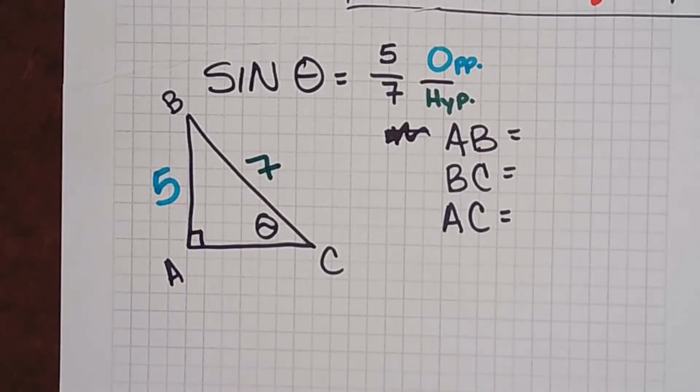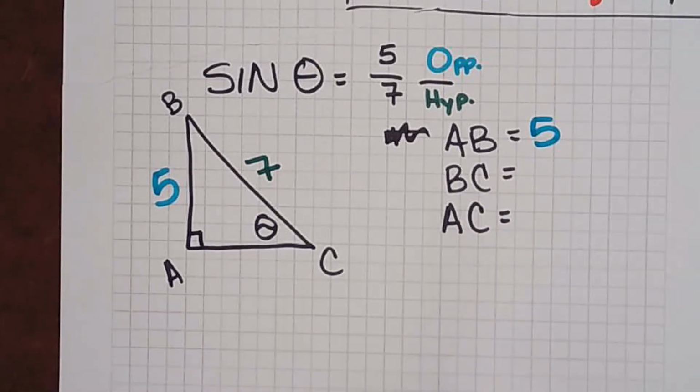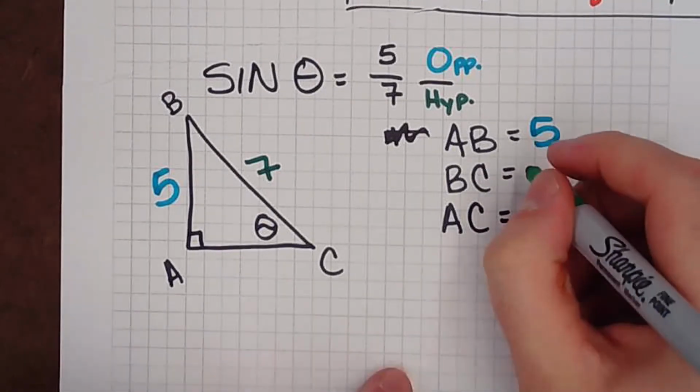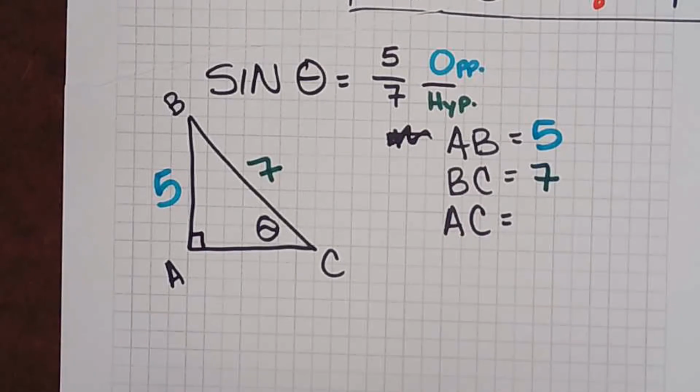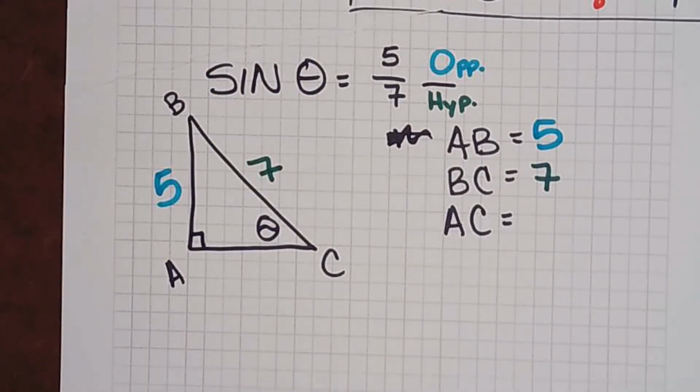All right, so AB we found out was 5. Are you seeing this now, Stryker? How we got the numbers? Okay. And we said BC was 7. Now, how do we find AC? Because this doesn't tell us anything about the adjacent side. It doesn't tell us anything. How can we find AC? Anybody clever enough to figure it out? It's okay if you didn't.